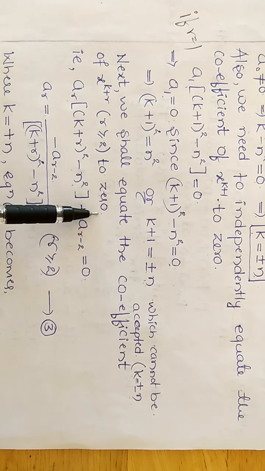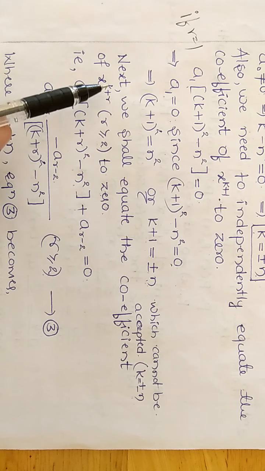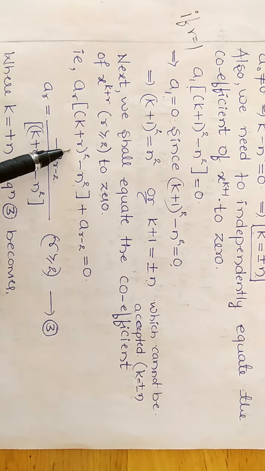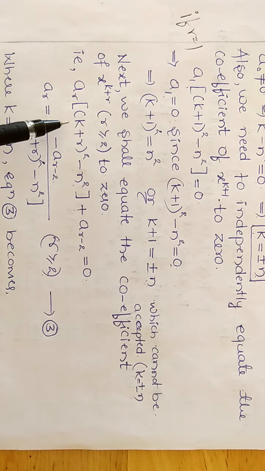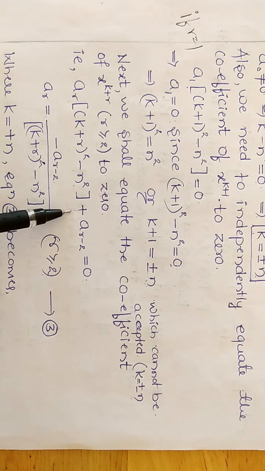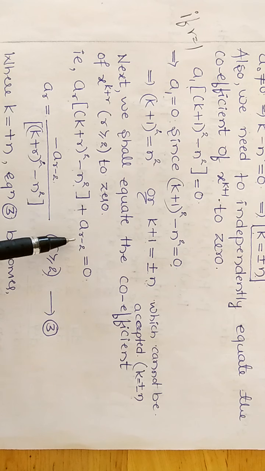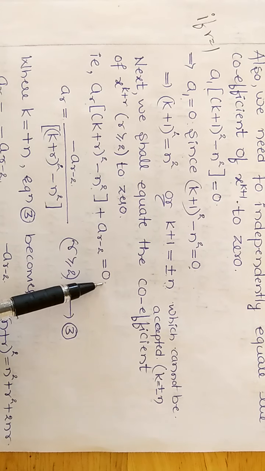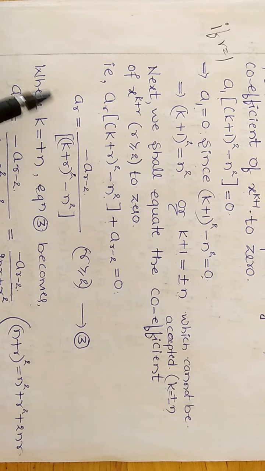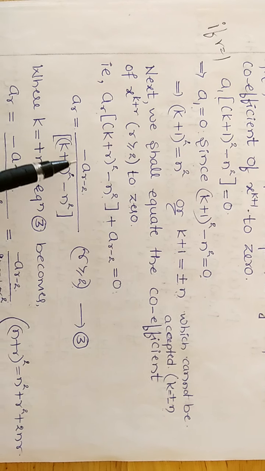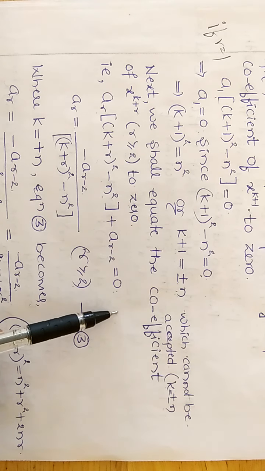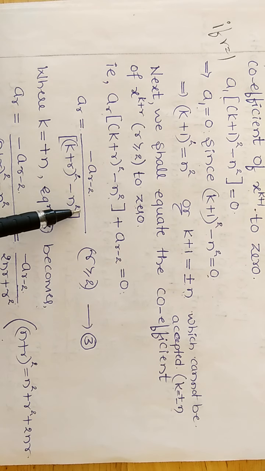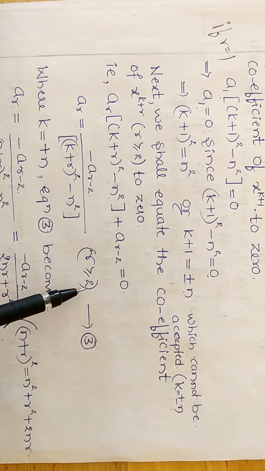Equating to 0, then we only take the coefficient of x to the power k plus r. The first term is kept as it is, already in terms of x to the power k plus r. So write the coefficient ar into (k plus r) whole square minus n square, plus the second term where r is replaced by r minus 2, meaning ar becomes ar minus 2, which is equal to 0. Then the value of ar is equal to, taking this term to the RHS side, minus of ar minus 2 whole divided by (k plus r) whole square minus n square, if r is greater than or equal to 2.